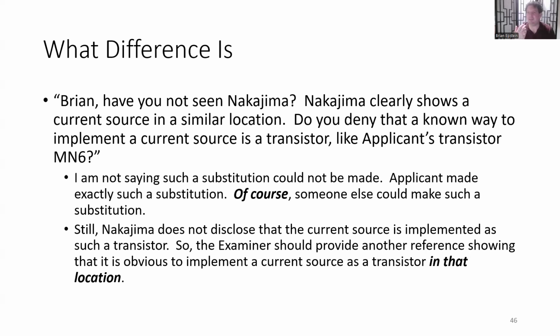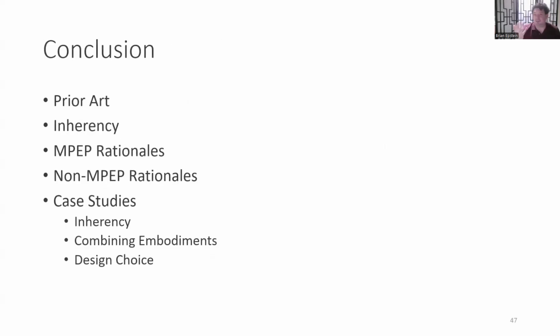And things that might be logical, it might even be a reasonable substitution. But I need to see that. I need to see the specific rejection that the examiner makes. And that's what this is with Nakajima, is I need to see that. Maybe it's not obvious to use a transistor as the current source here for some reason. I don't know, until I see the reference. I mean, I know a little bit about this stuff.